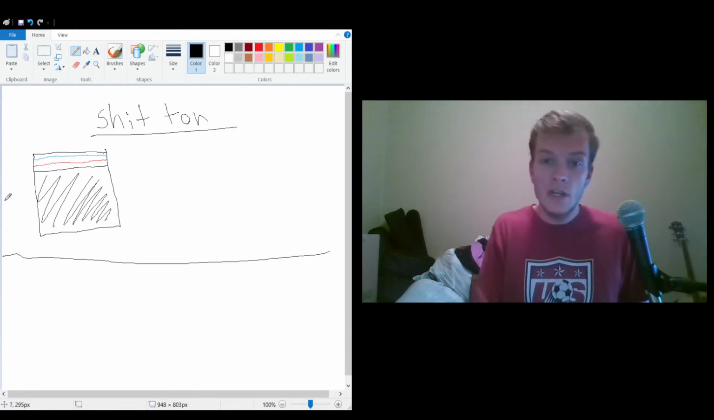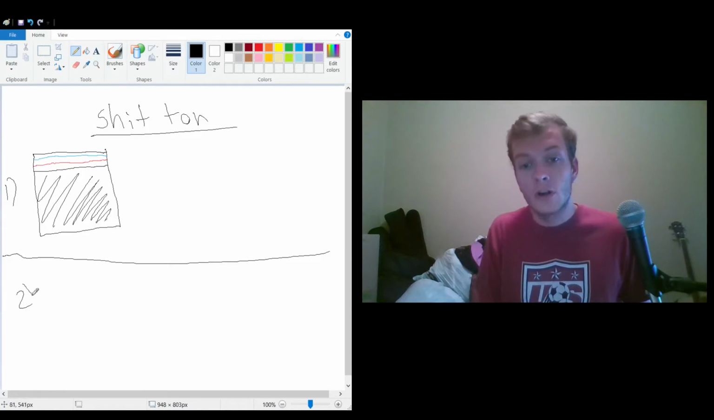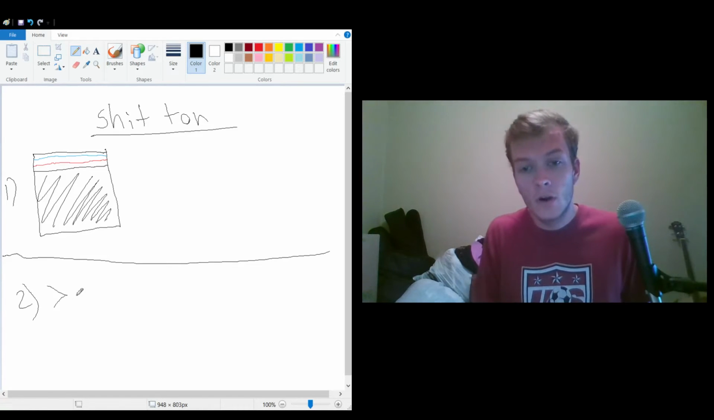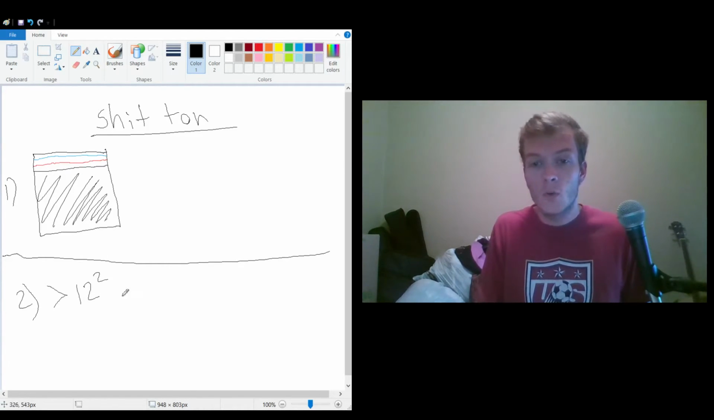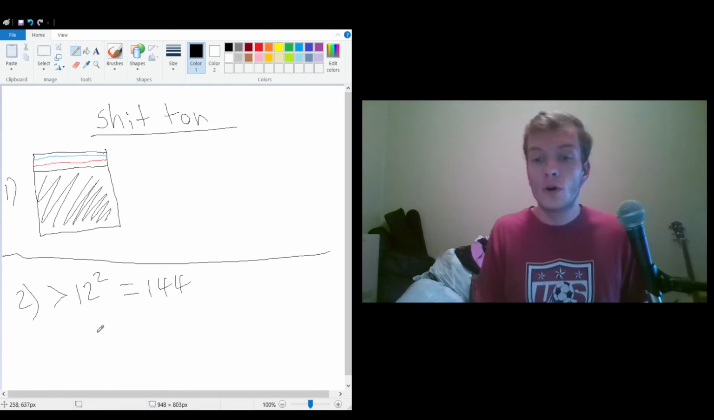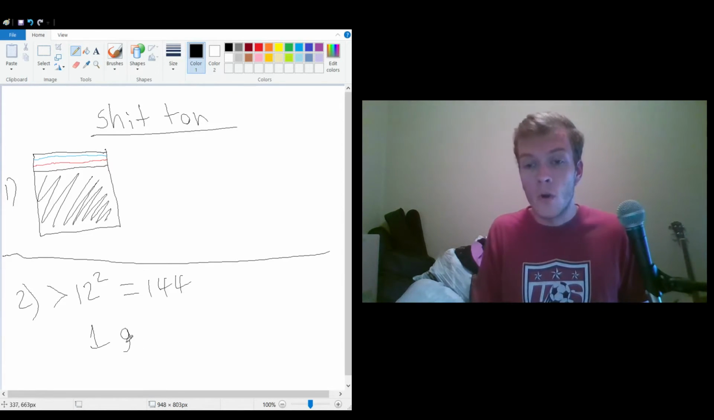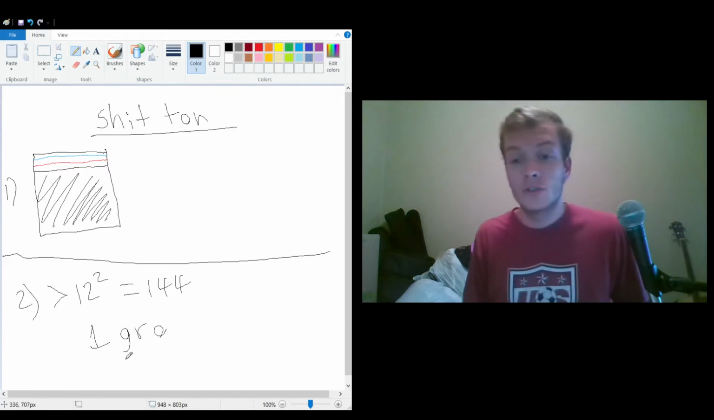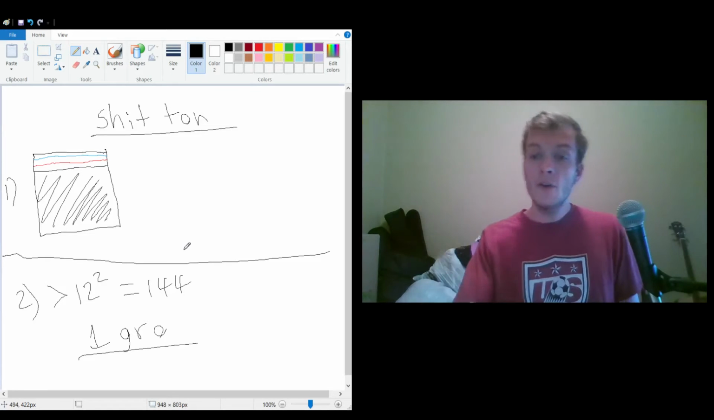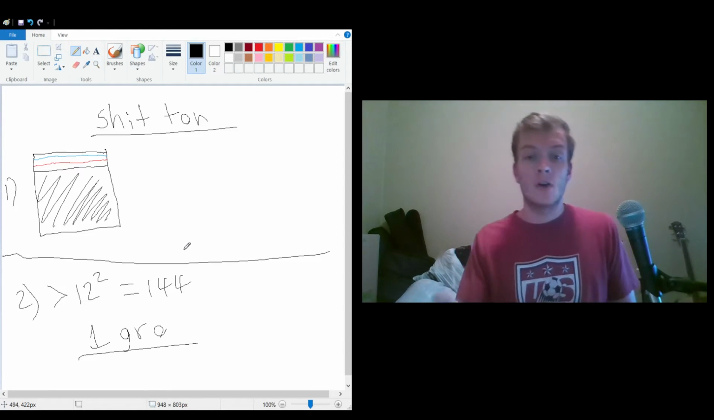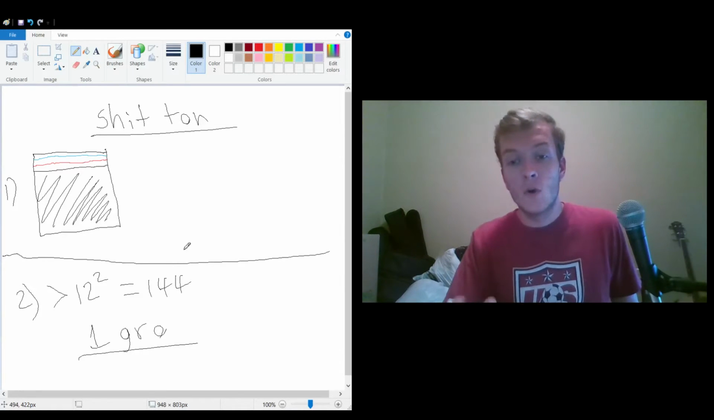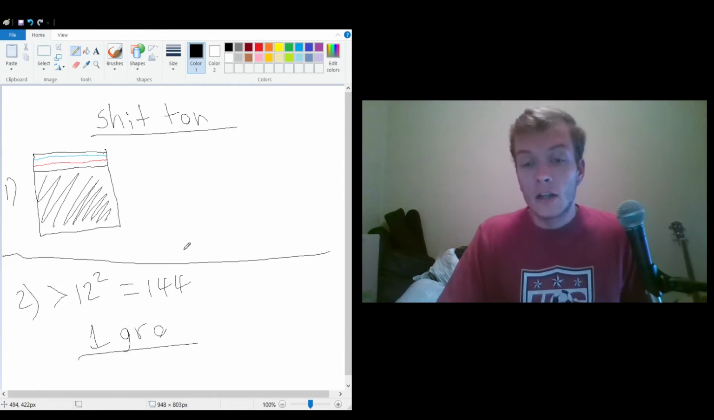And of course, we need a second definition for larger objects. So we're going to follow the trend of 12, and we're going to go greater than 12 squared, which is equal to 144, or 1 gross, if you are following the dozenal trend. And once again, 144 is very divisible, so it has all the divisors of 12, along with many more as 12 is multiplied to be larger numbers.